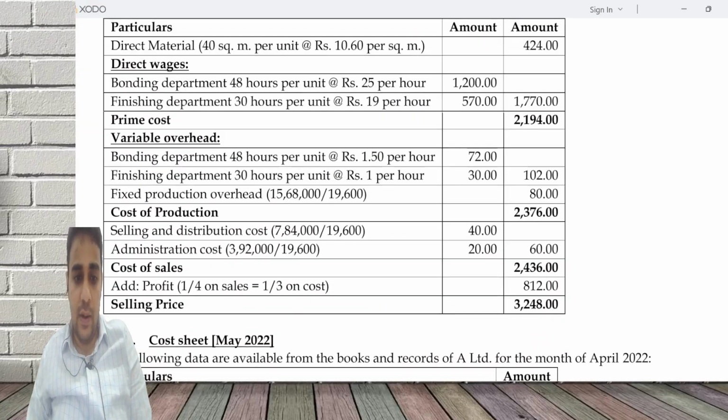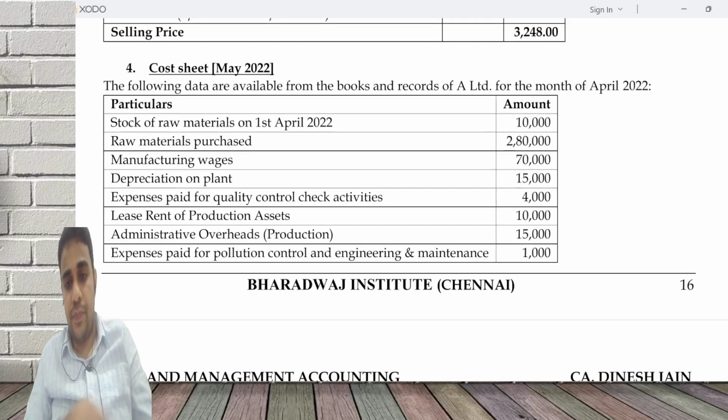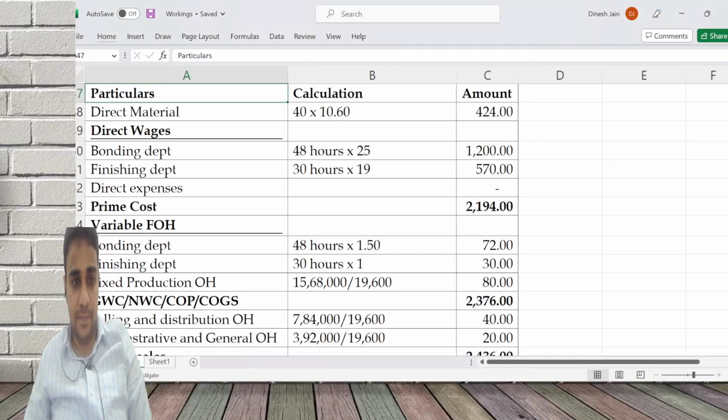Let's go to the last question of the cost sheet. I hope there are no doubts in question 3.